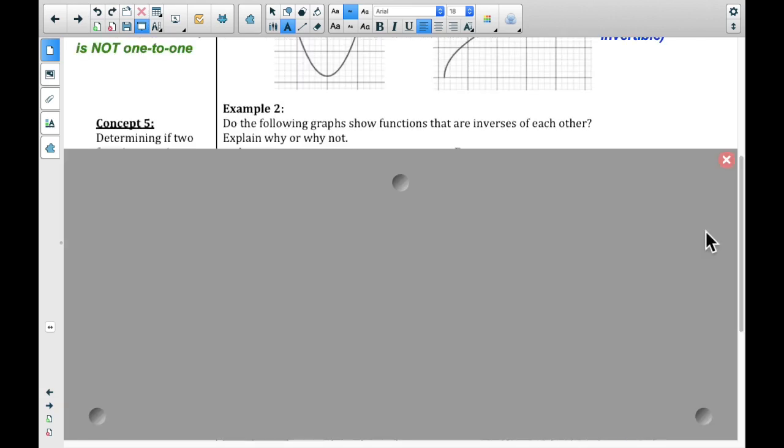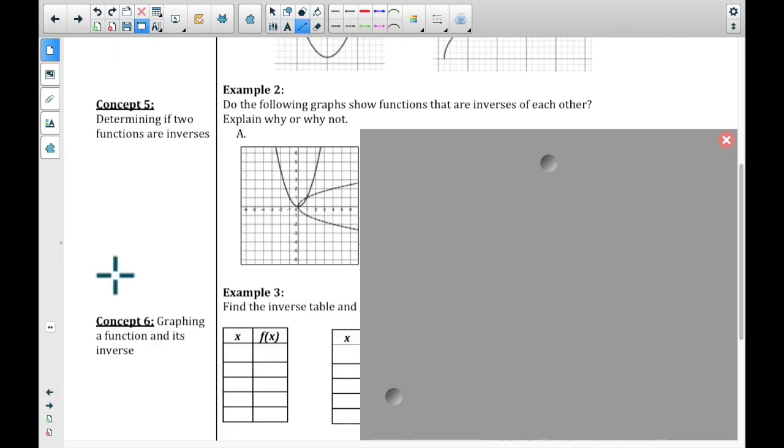Okay, the next one has a couple different variations, but it's just further looking into what inverses are. Do they show inverses, and are they both functions? So let's take a look. Okay, let's look at this drawing. Do you think those are inverses? And I'm going to ask a second question that wasn't really in there, but I'm intending it to be part of the question. If they are inverses, are they both functions? Okay, so think about that.